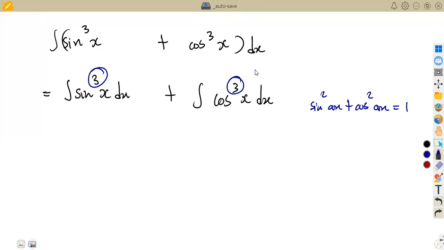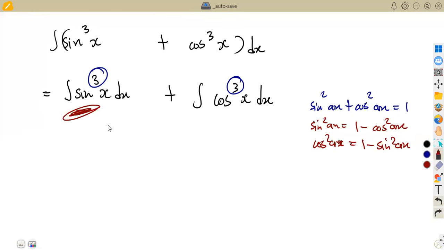Like I said, if you work it out and you haven't applied this, then it means something is wrong. In order for you to apply this, you have to make sine the subject. Sine squared of ax is equal to 1 minus cos squared ax, and cos squared of ax is equal to 1 minus sine squared of ax. So you must have a sine squared to apply this, and without a cos squared you can't apply this.